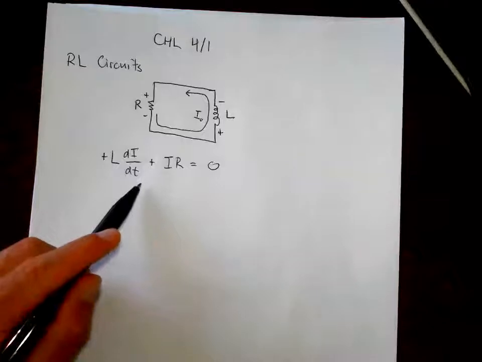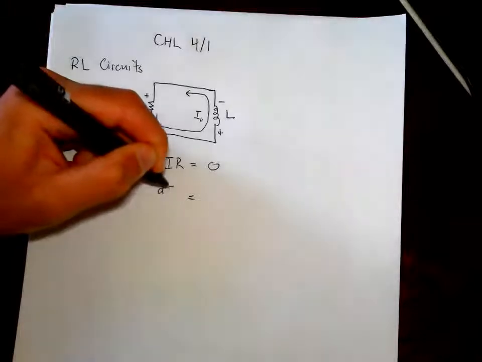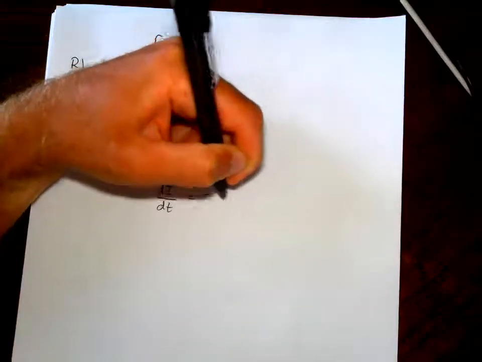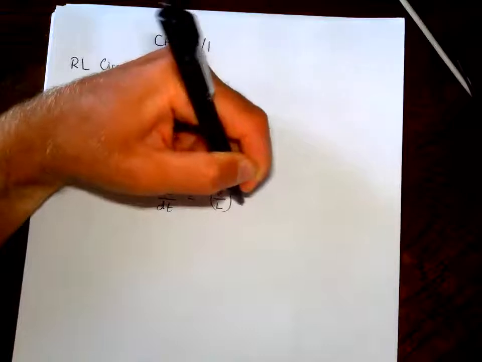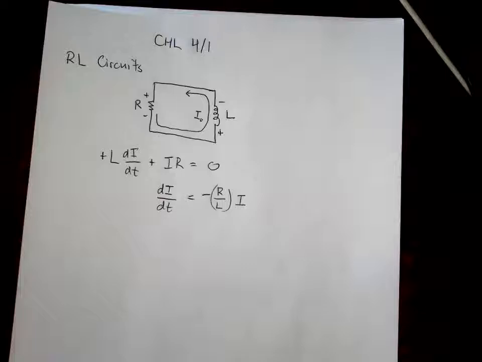By doing some algebra, I can rearrange this to get di/dt equals minus R over L times I. So this is a simple differential equation that we're going to solve. The way you want to solve this differential equation is by separating variables, putting all the i's on one side and all the t's on the other side.